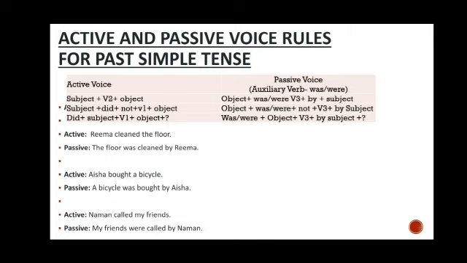See here, Rima cleaned the floor. The floor was cleaned by Rima. "Was" is used. Why? Because the floor is singular here. If we are writing it in plural, then "were" comes here. Aisha bought a bicycle. A bicycle was bought by Aisha. Okay. Naman called my friends. So my friends were called by Naman. Here we are using "were". Why? Because friends is plural.